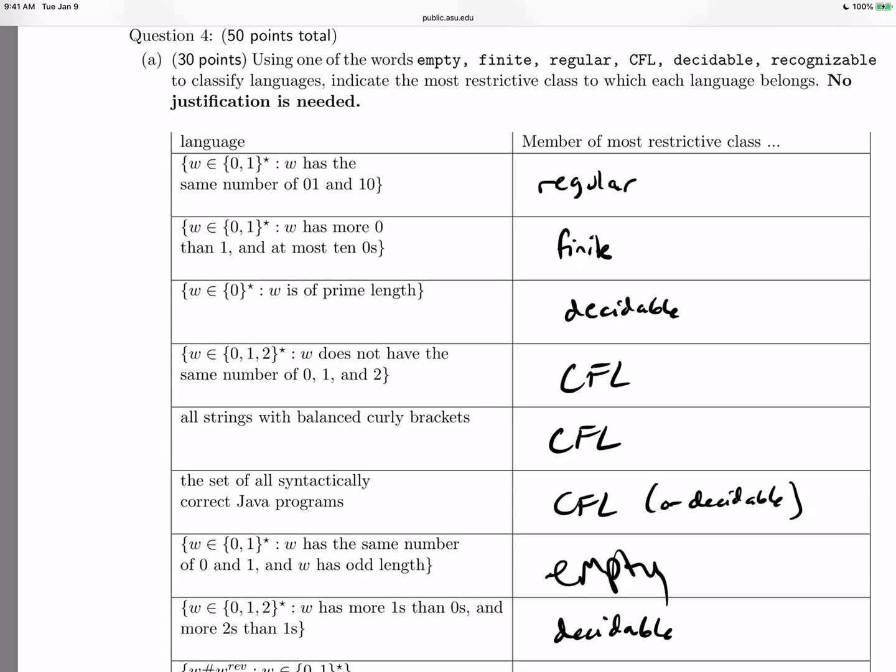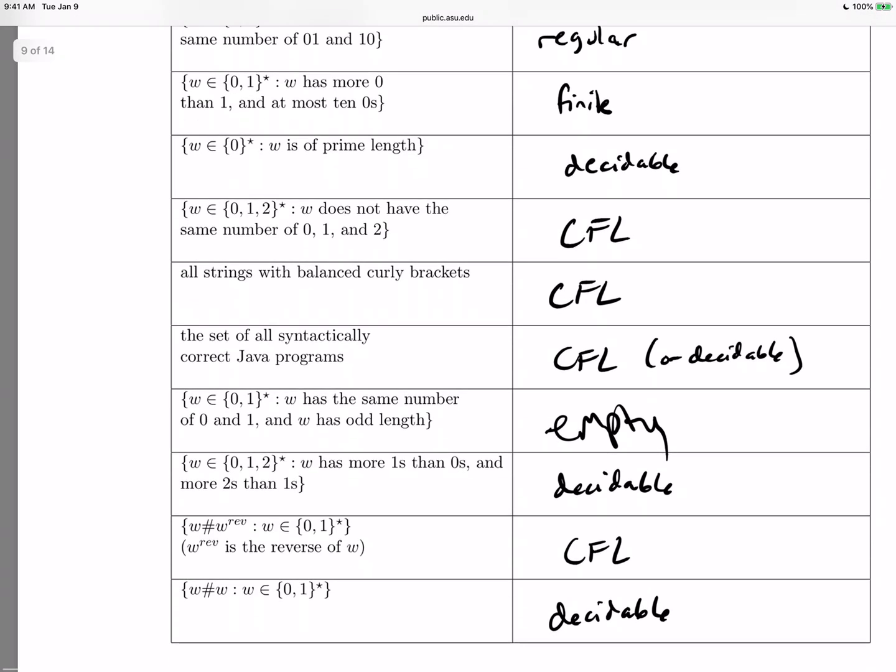Look at the fourth one. W does not have the same number of zeros, ones, and twos. Does not have the same number. Isn't that kind of like part C of the previous question? Yeah, so that's what I wanted you to see there. So that's context-free because it's almost the same with slight modifications to the grammar at the end.